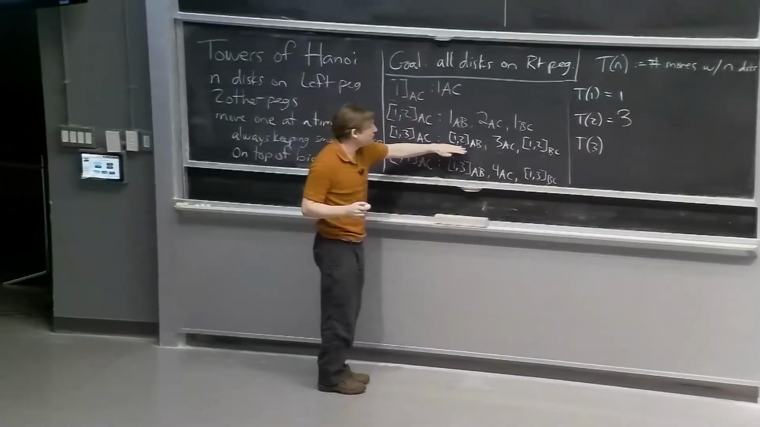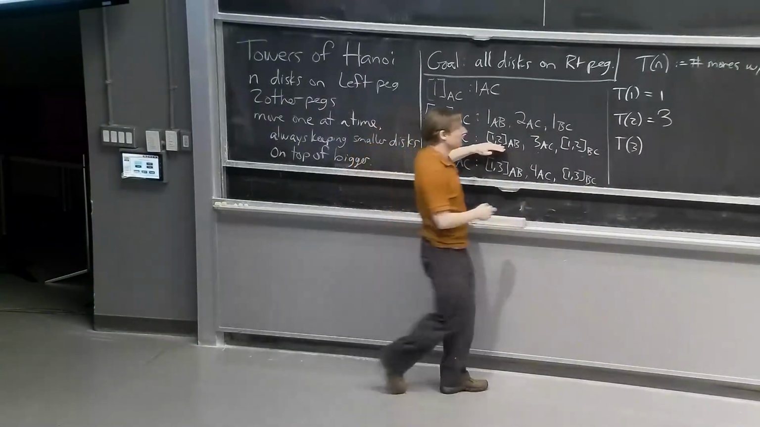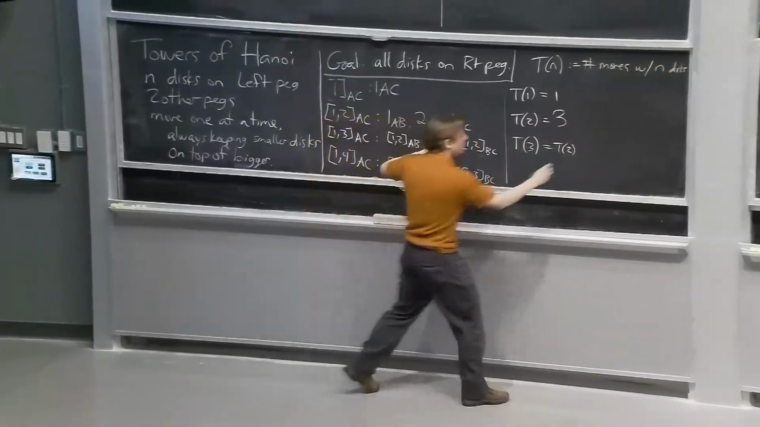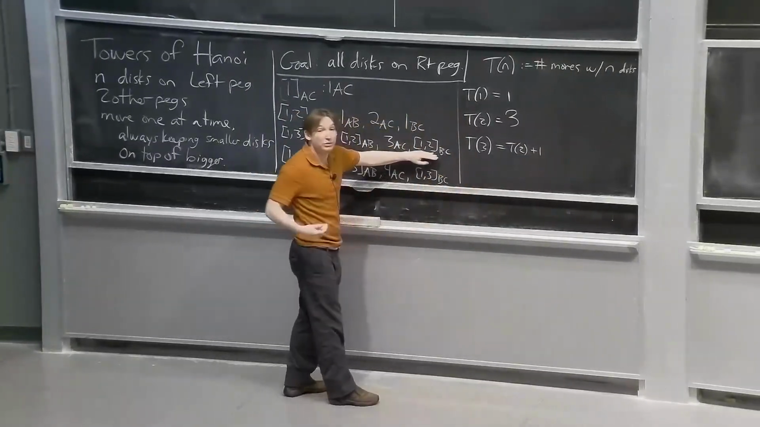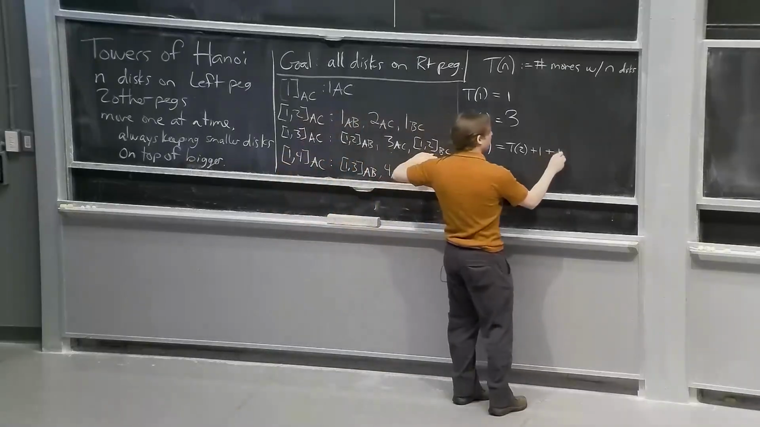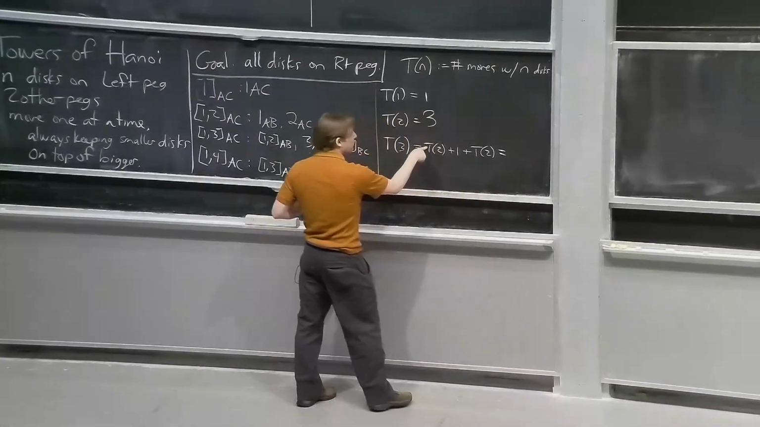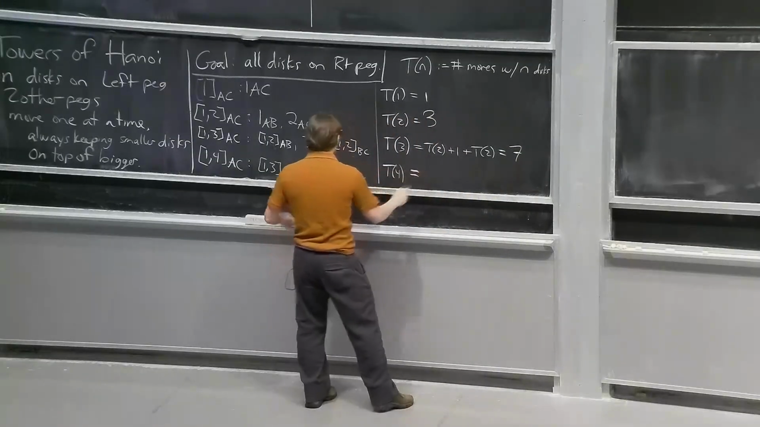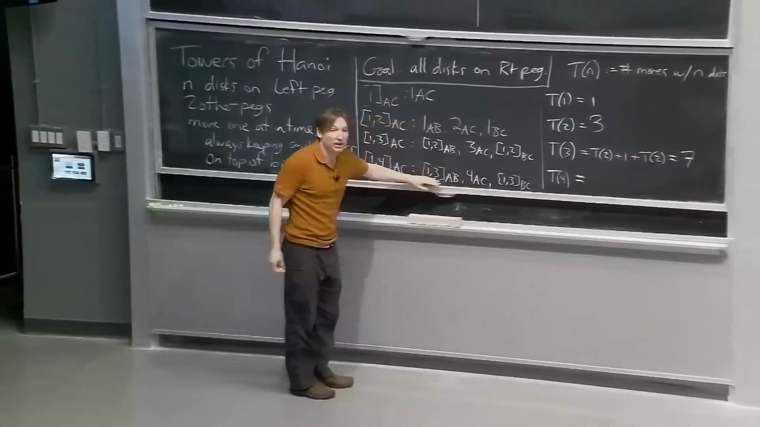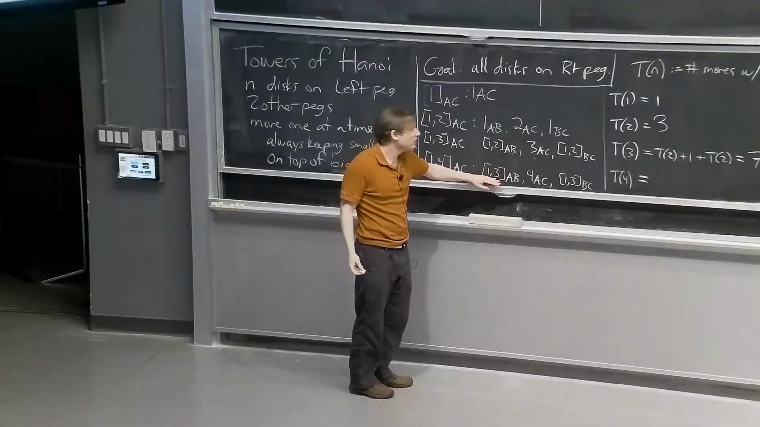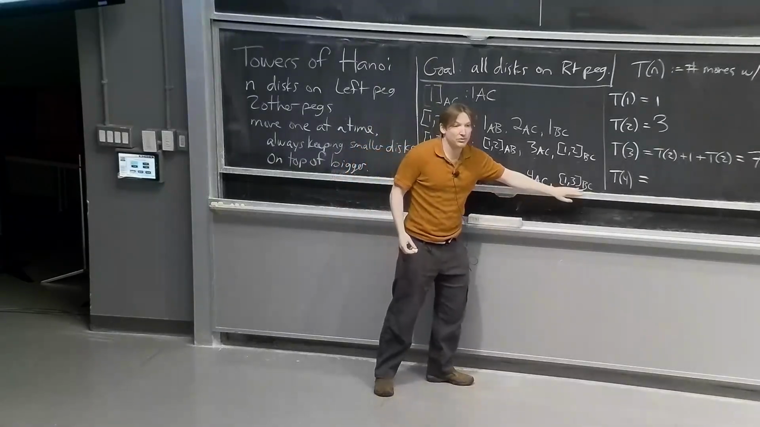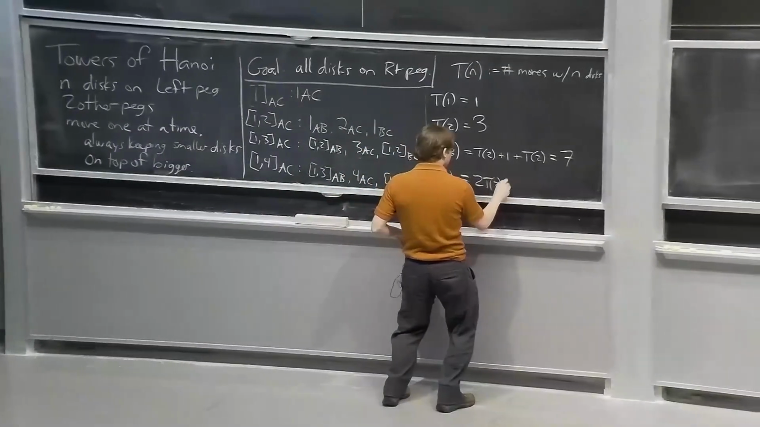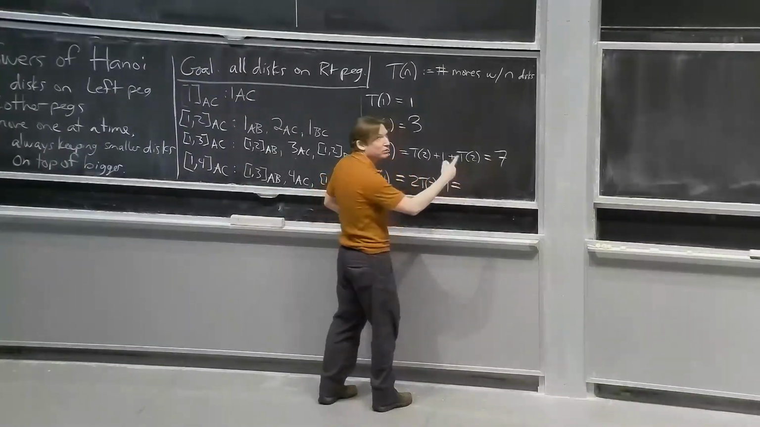Well, it says do the 2-disk algorithm. So that's t of 2. Then do a single move. Then do the 2-disk algorithm again. So that's plus t of 2 again. So that's 3 plus 1 plus 3 is 7. Likewise, t of 4 is, well, you do the 3-disk algorithm. That's t of 3. We do one move, then we do the 3-disk algorithm again. That's another t of 3. So we're looking at 2 t of 3 plus 1, which is 15.